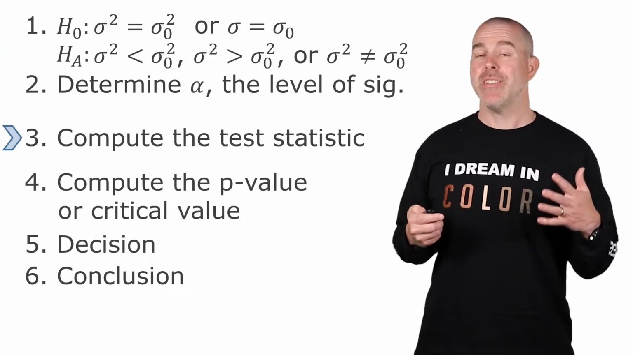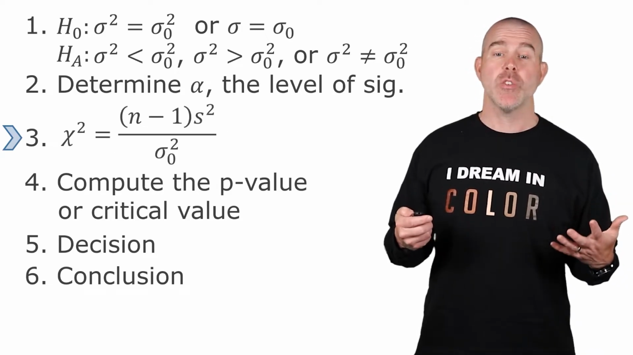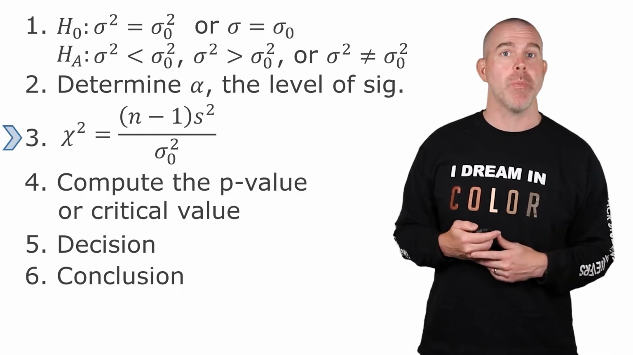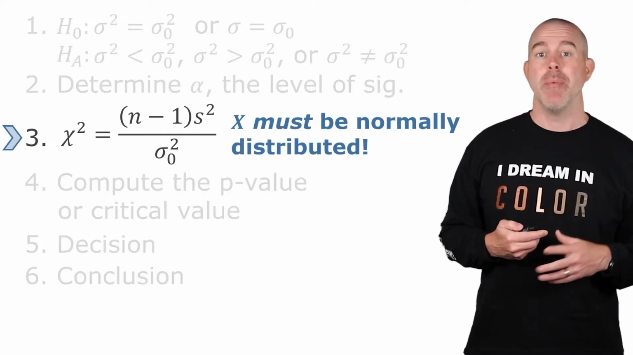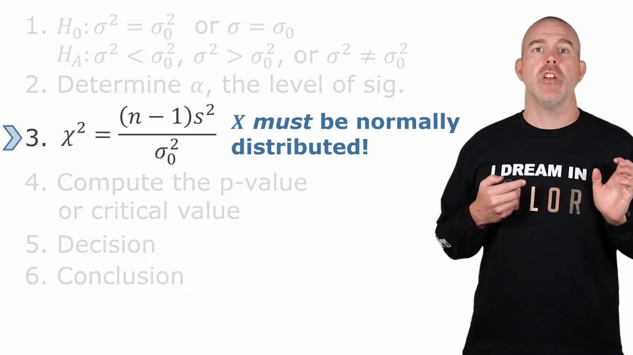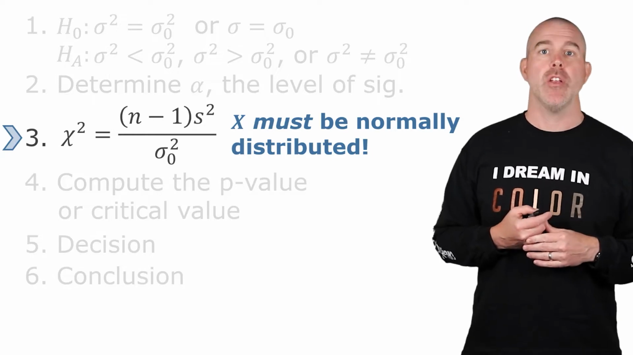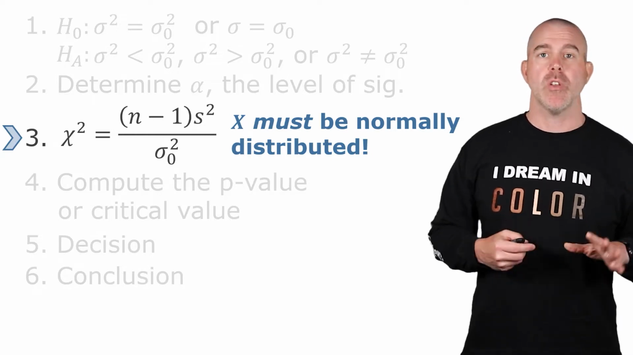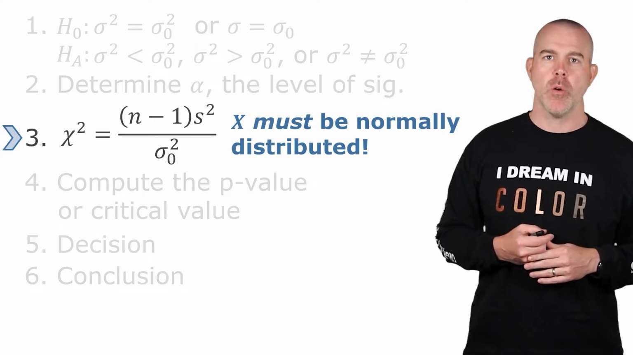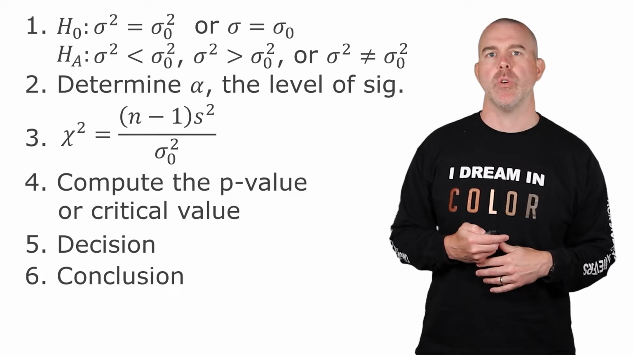Now for the test statistic, you're going to recognize this one from the confidence interval. It's a chi-squared. We have n-1 times s squared over the variance, in this case the variance from the null hypothesis. This is really important: this distribution is only true if the x, the original variable, is normally distributed. So that is a strict criteria here. We have to check that the original variable is normally distributed. And then you have the other three steps in the process as usual.